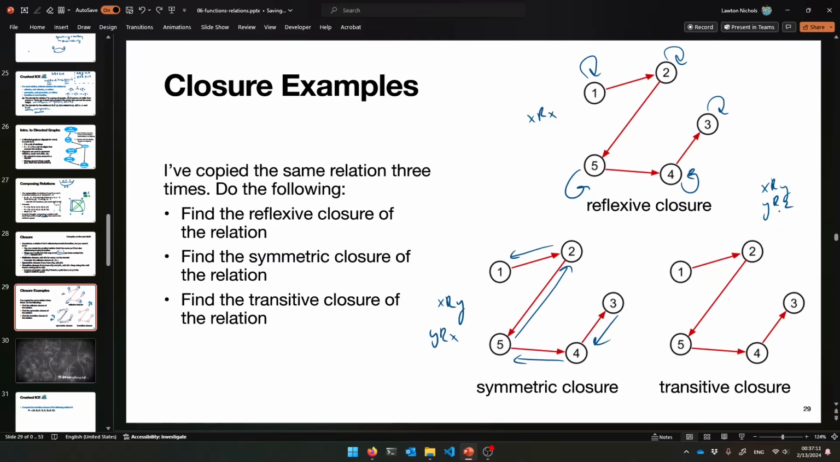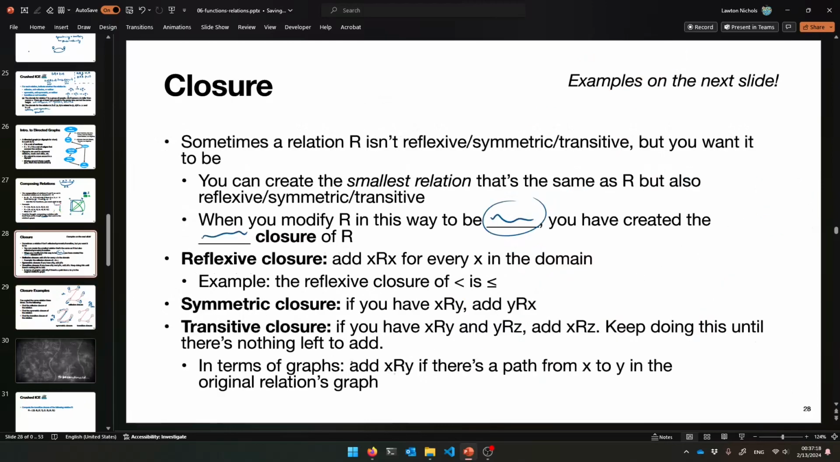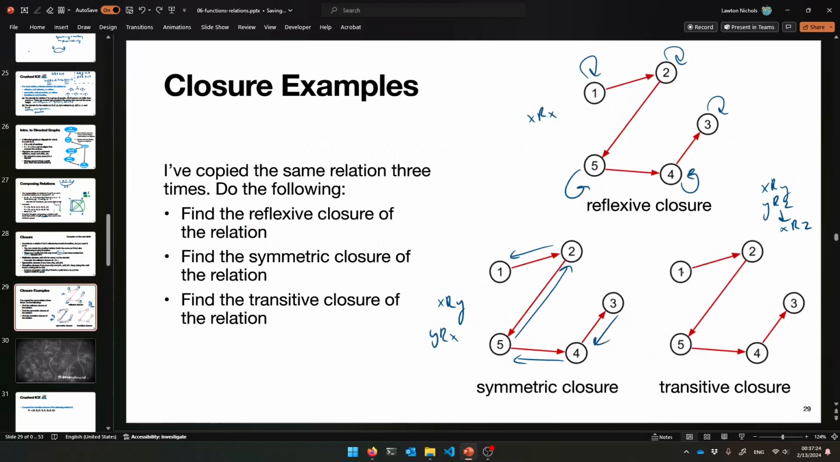You better add an arrow from x all the way to z if it's not already there, all right? And so that's going to lead to an easier way to think about that: just add an arrow if there's a path at all in the original graph. And so eventually I'll be adding an arrow all the way from 1 to 3. Do you see that? But let's use this rule to compute that. I'll show you it both ways.